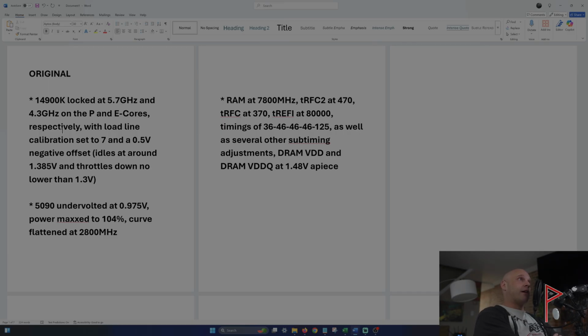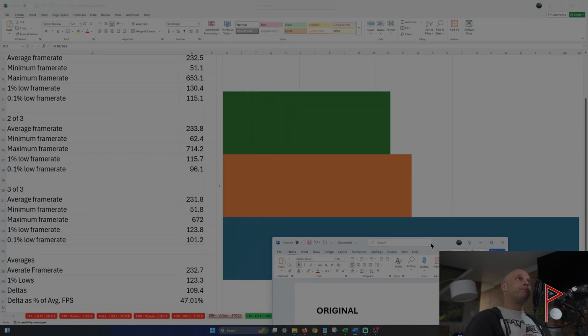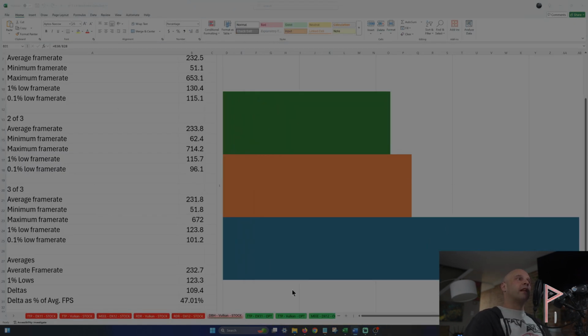tREFI at 8000, timings of 36, 46, 46, 46, 125, as well as several other subtiming adjustments. DRAM VDD and DRAM VDDQ at 1.48 volts apiece. Again, I'm going to explain those timings as well. So let's get into that. Again, Talos Principle.